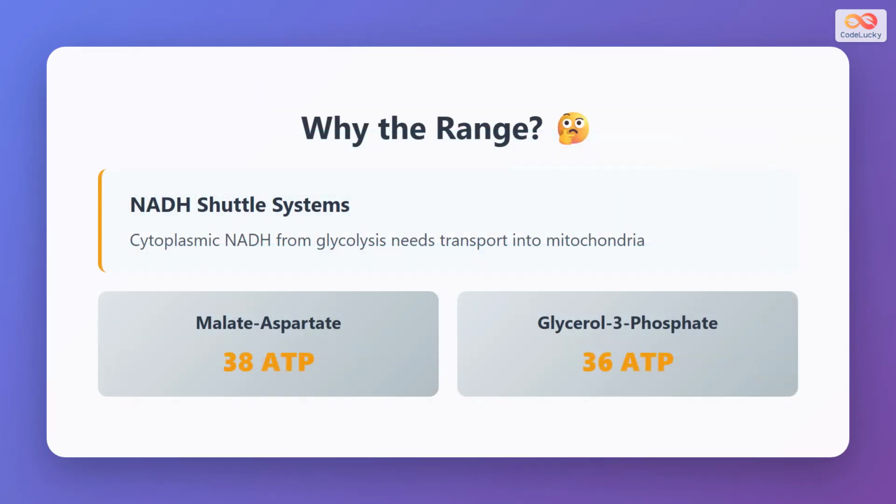You might wonder why we say 36 to 38 ATP instead of an exact number. The variation depends on which shuttle system transports NADH from glycolysis into the mitochondria. Glycolysis occurs in the cytoplasm, but the electron transport chain is in the mitochondria, so the NADH needs to be transported. The malate aspartate shuttle is more efficient and yields 38 total ATP. The glycerol 3-phosphate shuttle is slightly less efficient and yields 36 total ATP. Different cell types use different shuttles, which is why we have a range.